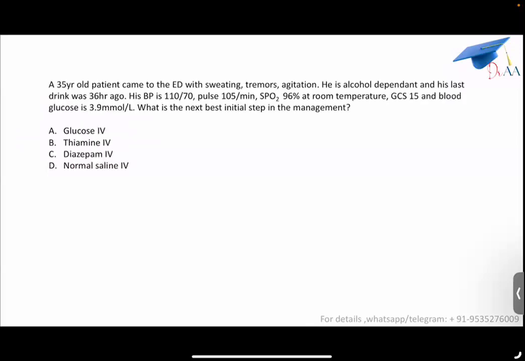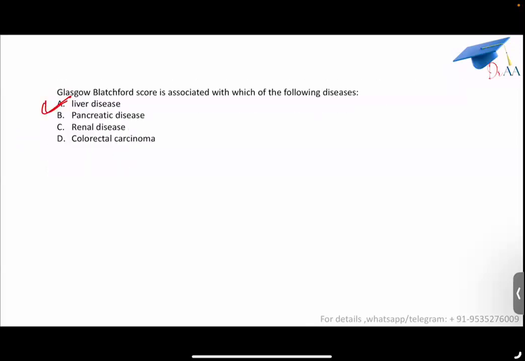Dr. Amin, Glasgow is also important for memorization. Yes, you need to memorize this. Otherwise, definitely one question will appear and you lose that question. You need to memorize the components. Values are not important; the components are very important. The Blatchford score is very important from the exam point of view. You need to memorize everything.